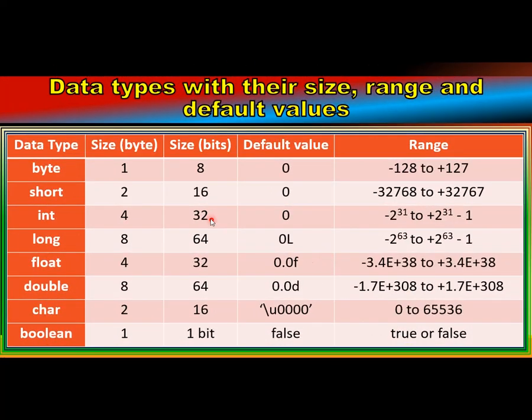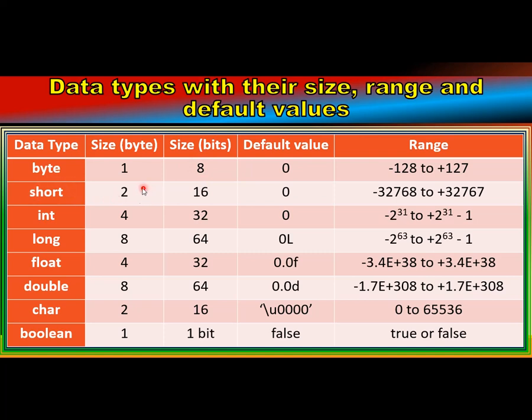Now look at the table. This is the table containing the size, range and default values of each data type. You have to remember it. First one is the byte. The size is 1 byte, so it occupies 1 byte of memory, and 1 byte equals 8 bits. So it is 8 bits, the default value is 0, and the range is minus 128 to plus 127. You have to remember both bytes as well as bits.